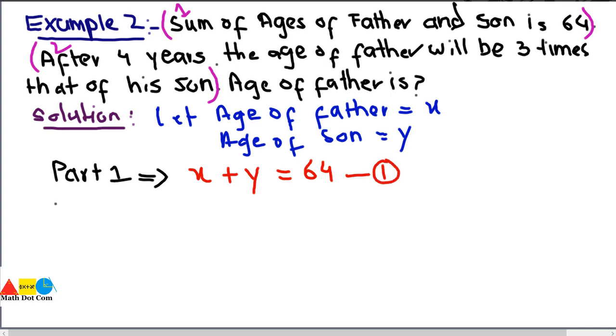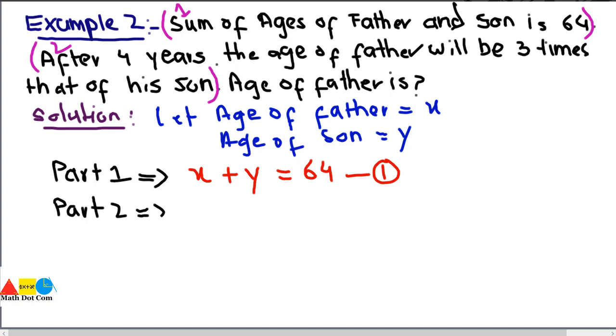Then we have to make the equation of part 2. What is part 2? Part 2 is: after 4 years, the age of father will be 3 times that of his son. Now after 4 years means you have to add 4 years to the age of the father as well as the son, because we are talking about after 4 years. So after 4 years, both of them will have a different age.